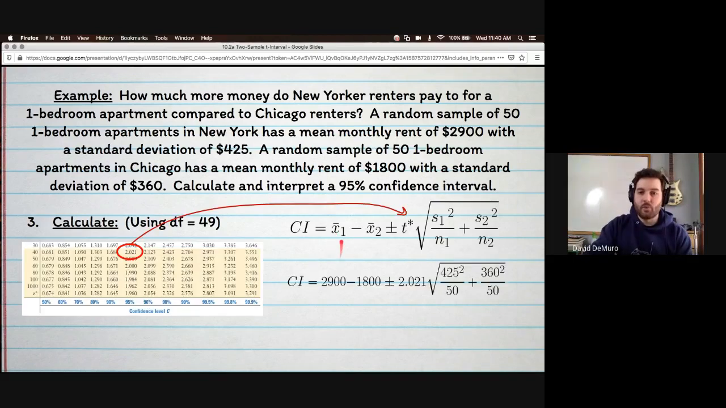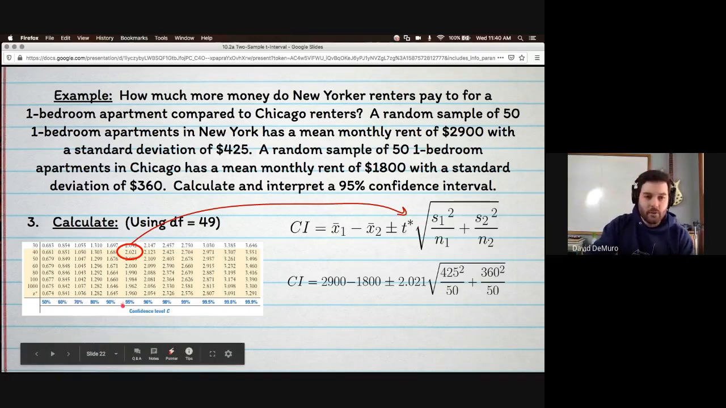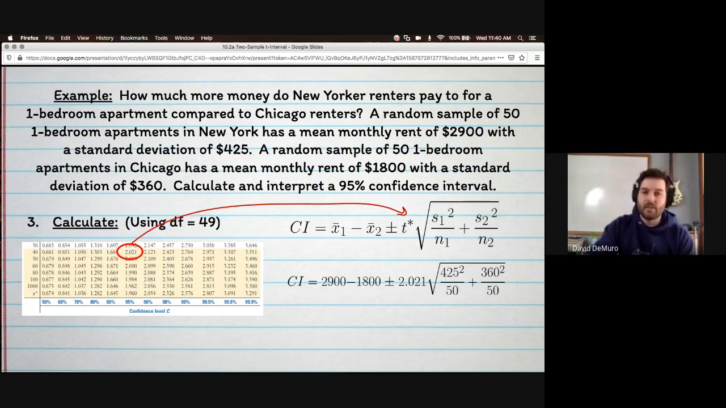X bar 1 is 2,900. X bar 2 is 1,800. T star, we're going to get that off of the table. So if you look in your table at the bottom, find your confidence level 95%, and then follow that up to your degrees of freedom. 49 is not listed on the table, so we're going to round that down to 40, and 2.021, that's our value of t star that's going in here. That's our critical value. Times our standard error, the square root of 425 squared over 50, plus 360 squared over 50.